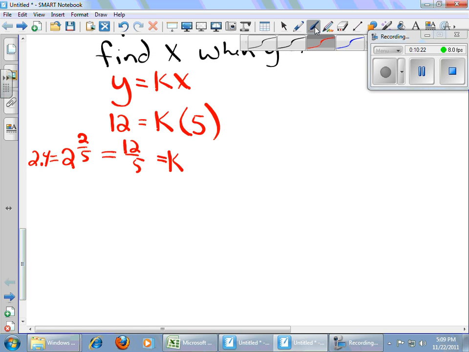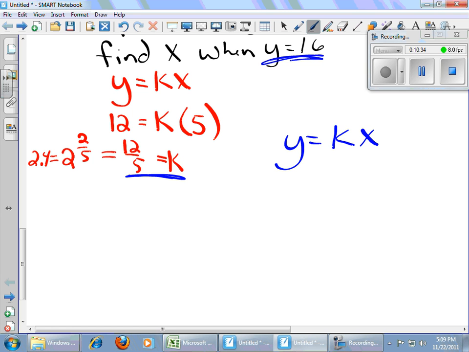Now I'm going to switch over to blue. I'm going to take this k, and I'm going to take this y, and I'm going to use that equation again, y equals kx. I'm going to fill in the k that I found and the y that I found, and I'm going to solve for x because I need to find x when y is 16. So I'm going to put 16 in for y. I'm going to put 12/5 in for k, and then I'm going to solve for x. Now this is going to give some of you the heebie-jeebies because I'm going to divide by a fraction, but by now you should be getting better at this.